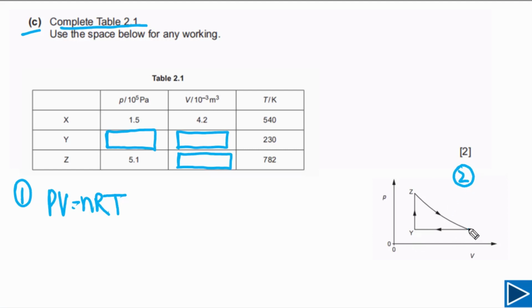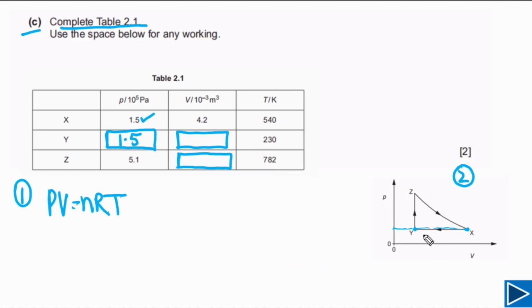If we look at X and Y, the value of P at this point and the value of P at this point is the same. So simply we can say the value of P for state X is the same as the value of P for state Y. And that value is given here. That is equal to 1.5, so this is equal to 1.5 times 10 to 5 Pascal. So here we can enter for Y, this is also 1.5. So this is how you can find the value of P at Y.